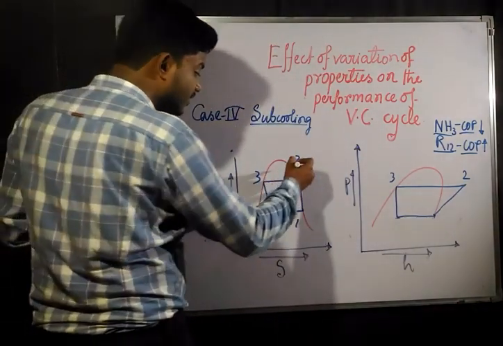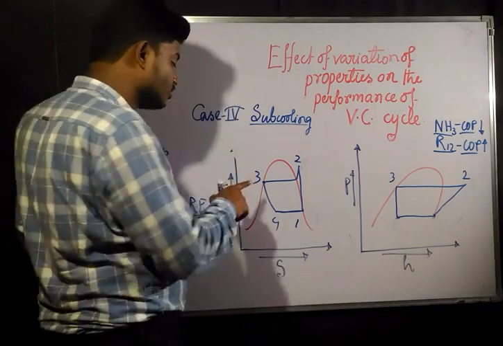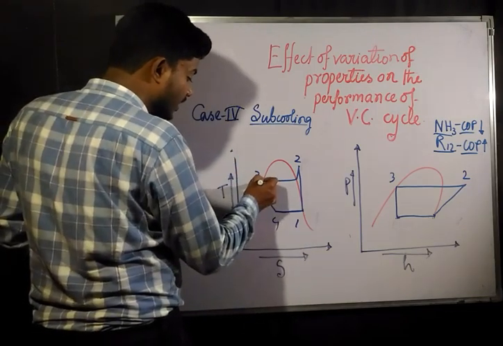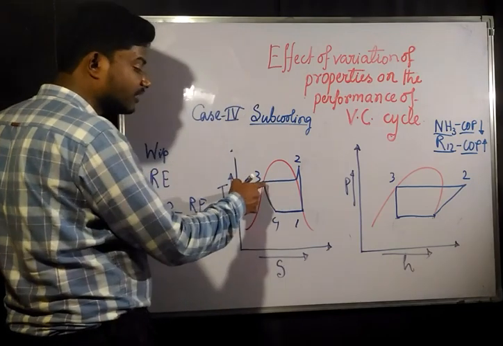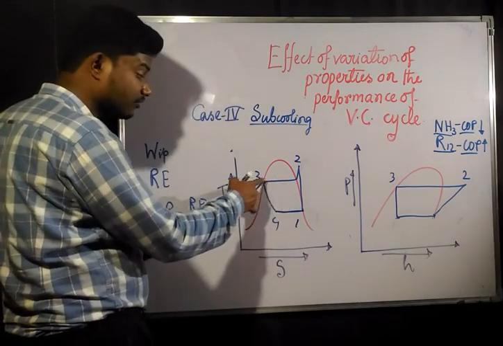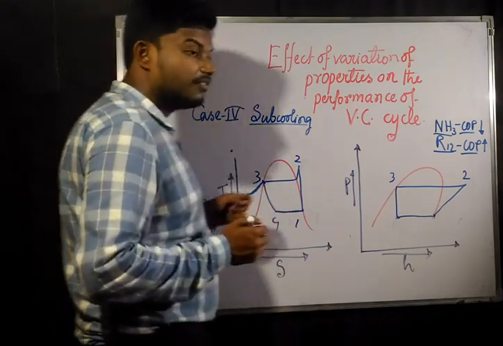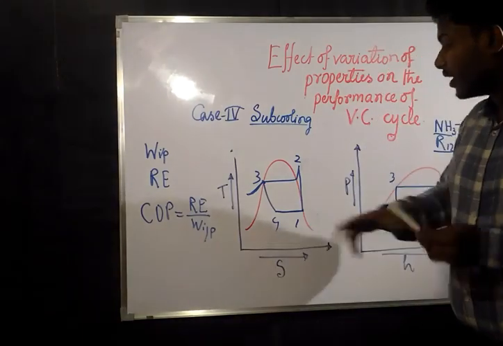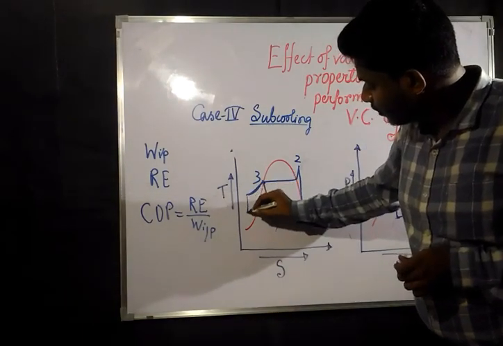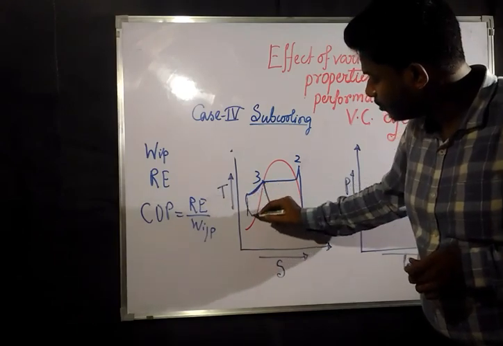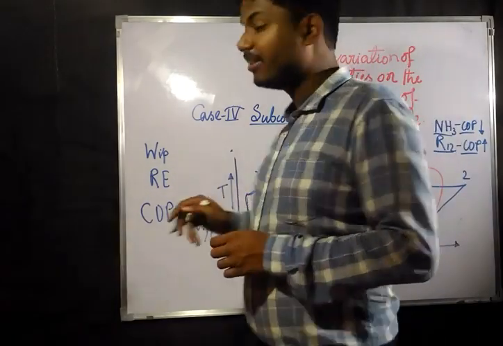That means 2 to 3 is the condenser, which has been working isobarically, at constant pressure. After coming out from the vapor dome, the constant pressure line is this one. Now if you are going to cool this further, then what will happen? This is going to be your new diagram.